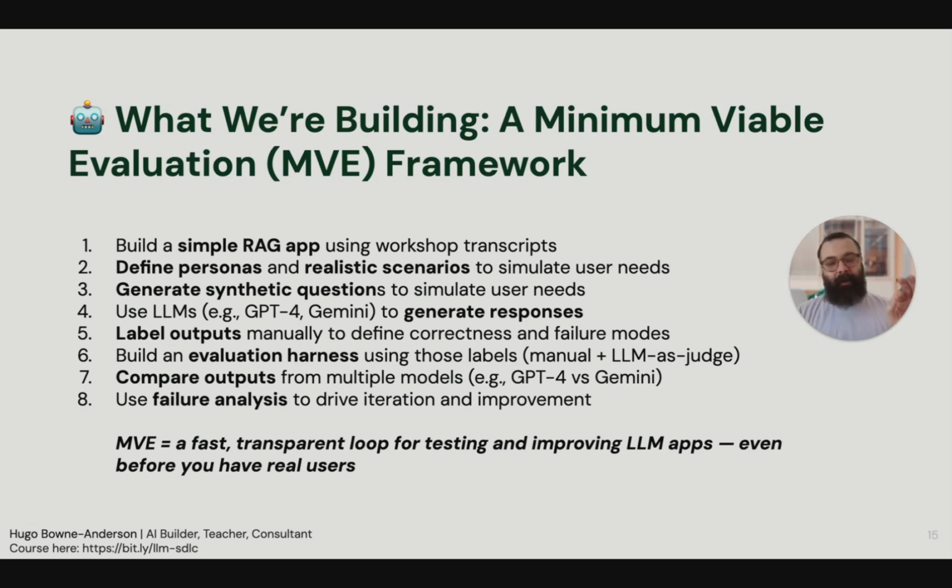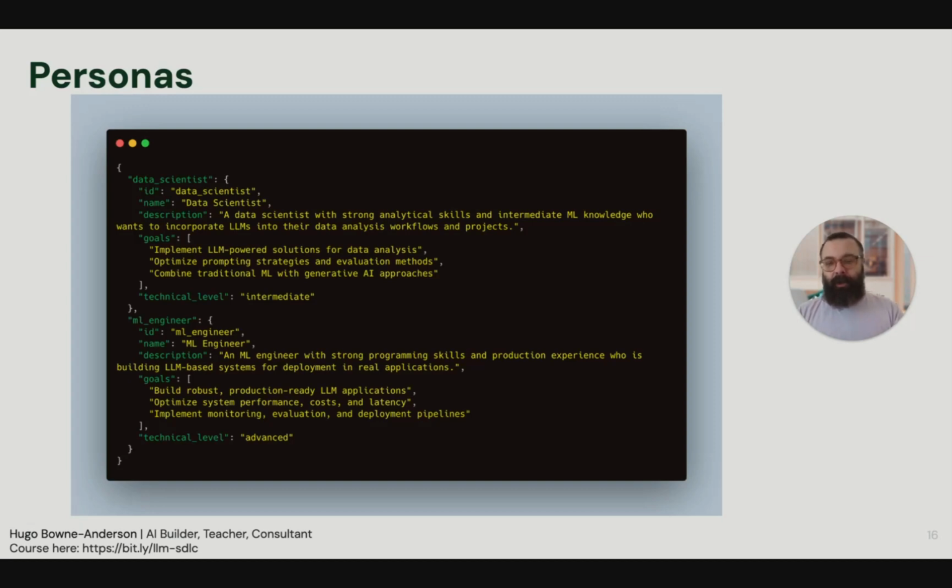So this is a fast, transparent loop for testing and improving LLM apps. And you can do this even before you have users, and of course afterwards. So firstly, we define some personas, okay? So the personas I decided for this particular app were a data scientist, and I have a description there. So they have strong analytical skills, intermediate ML knowledge, who wants to incorporate LLMs into their data analysis workflows, and some goals, and then their technical level. And this will help me generate synthetic queries on their behalf, right? Another persona is an ML engineer with strong programming skills and production experience who's building LLM-based systems for deployment in real applications. Once again, some goals. Their technical skill level is advanced, right? So those are the personas.